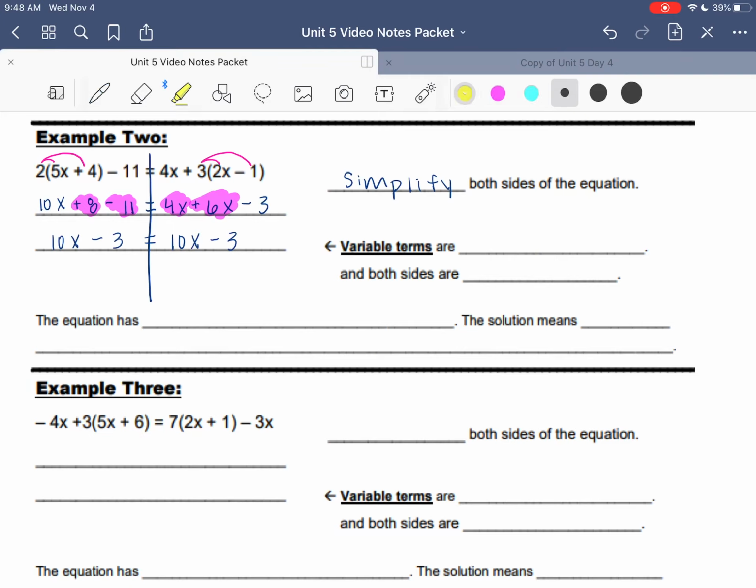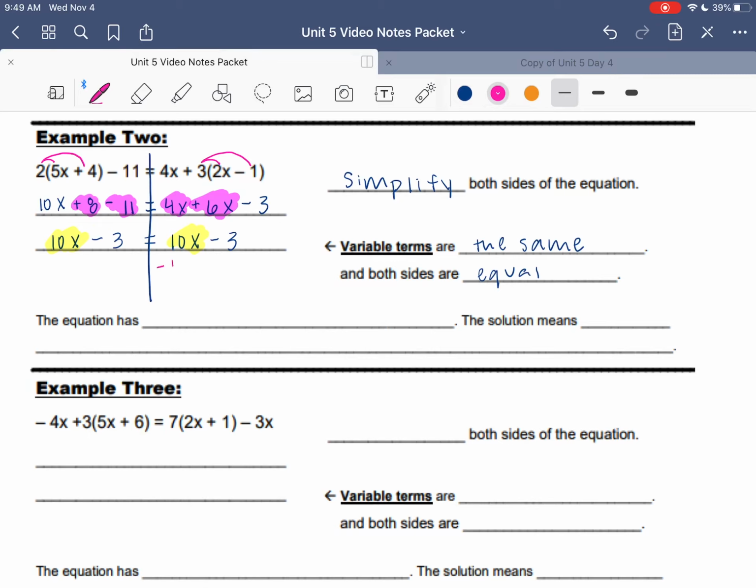And now, just like we were discussing up at the very top of this page of notes, I focus on my variable terms. Everything's cleaned up, and I have 10x and 10x. So the variable terms are the same. And other than that, there's a -3 on both sides, so both sides are equal. And so what that tells me, without even going any further, if I can recognize it right here and say, okay, well then this will be an infinite solutions where any number will work, you can actually stop. But a lot of times we forget and we keep going. So I'm going to keep going one more step and show you what would happen.